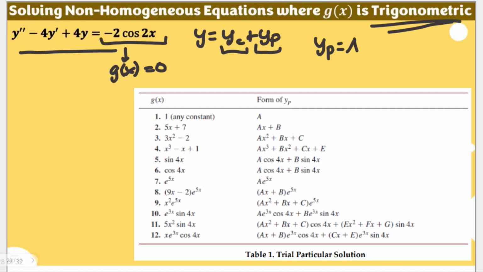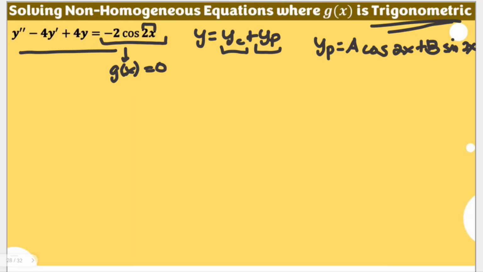You have here a cosine of your angle. Our angle here is 2x, and then sine of the same angle 2x. Later, we are going to solve for a and b coefficients to come up with the correct y sub p to be paired with our y sub c. So in the meantime, let's start with y sub c.